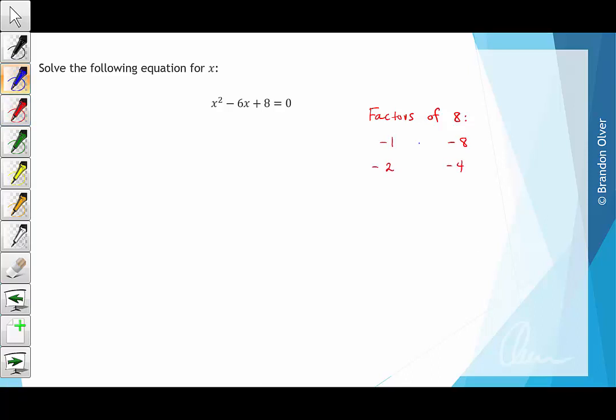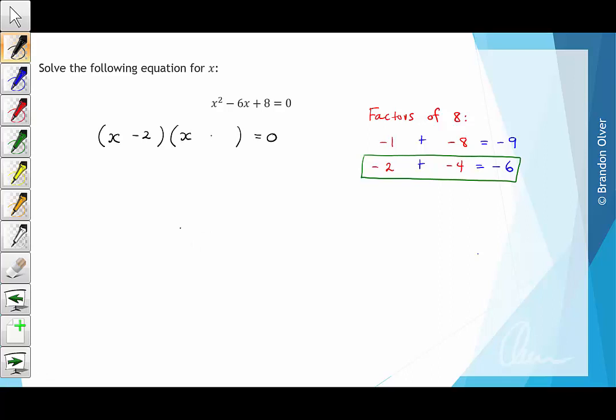So next we need to work out which ones of these add together to give negative 6. So the first one gives negative 9 and the second one gives negative 6, which means that these are the two numbers we're going to be using to factorise the expression. So we can write x squared minus 6x plus 8 as (x minus 2)(x minus 4).